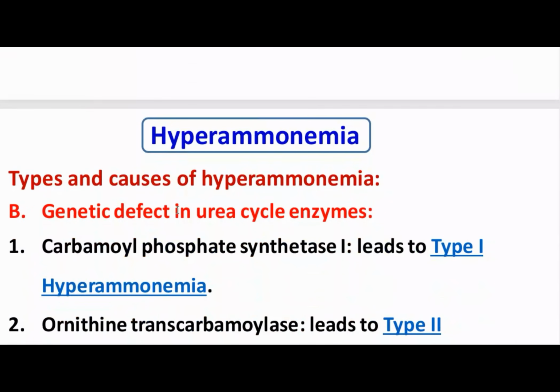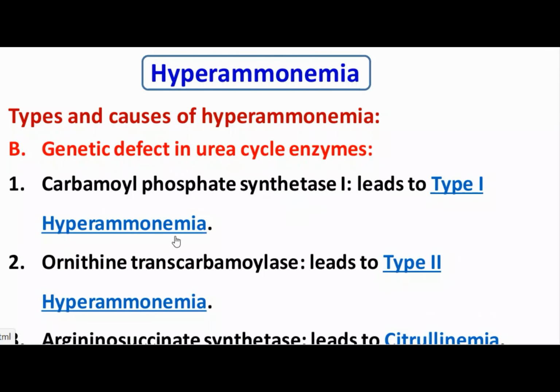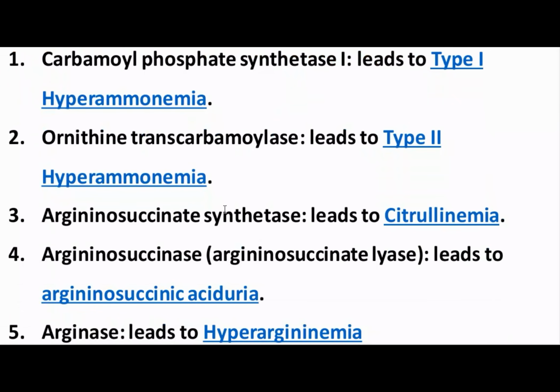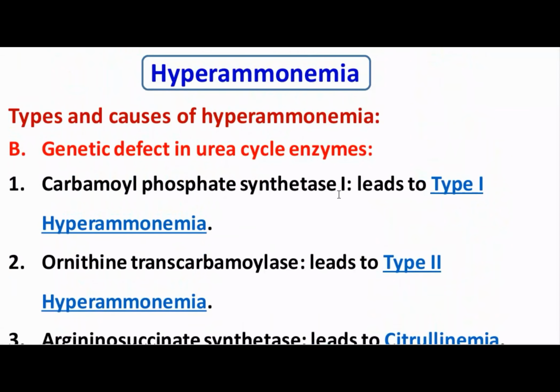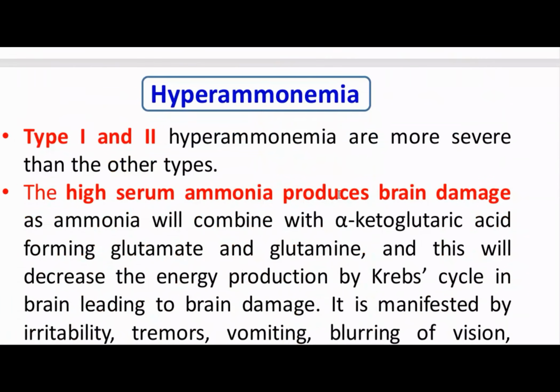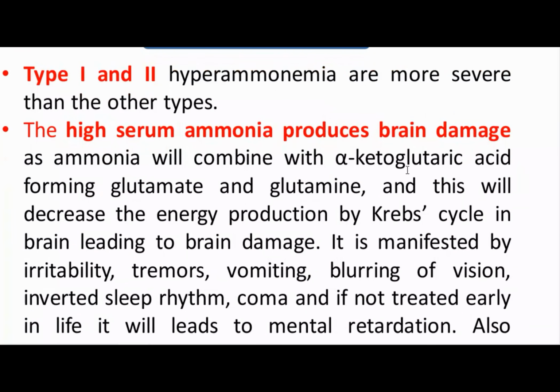Another type is a genetic defect in a urea cycle enzyme. If this happens, hyperammonemia occurs, as type 1 and type 2 hyperammonemia, or citrullemia, where the citrulline level increases in the blood. These happen due to genetic defects in the urea cycle. Type 1 and type 2 hyperammonemia are more severe than the other types, and high serum ammonia produces brain damage.